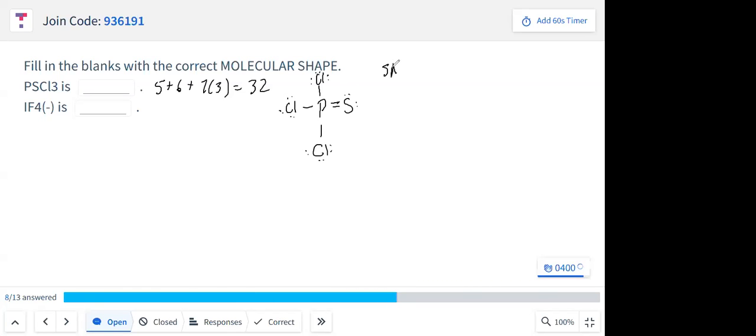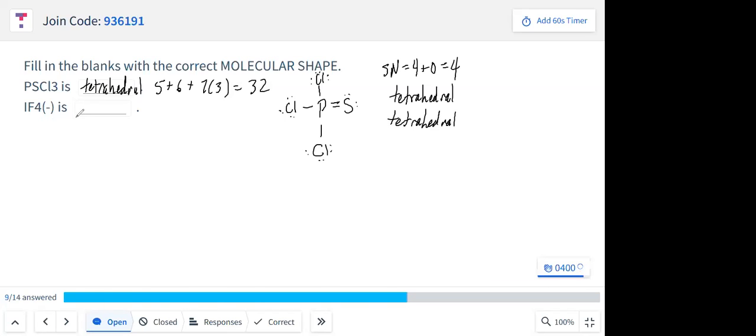For steric number, I'm dealing with 4 bonded groups and no lone pairs. So my steric number is 4. My domain shape is tetrahedral. And since there are no lone pairs, that is also the molecular shape. So tetrahedral is the correct answer here for the first one.